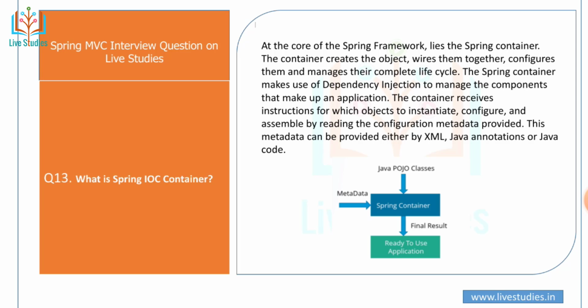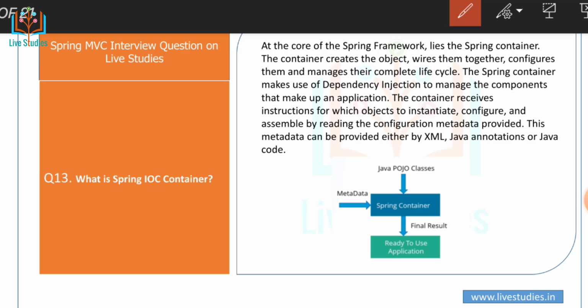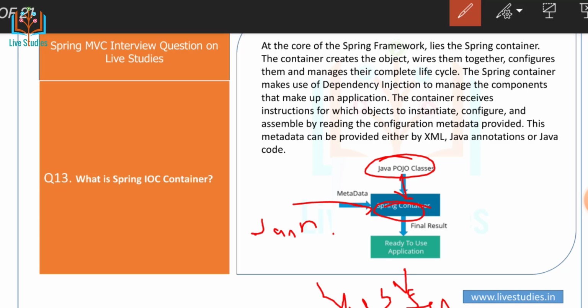The container receives instructions for which objects to instantiate, configure and assemble by reading the configuration metadata provided. This metadata can be provided by XML, Java annotations or Java code. Like, you can create a POJO class, and then we move to the Spring container, like IOC. You can also provide metadata like JDBC. The final result is a ready-to-use application on the web server.